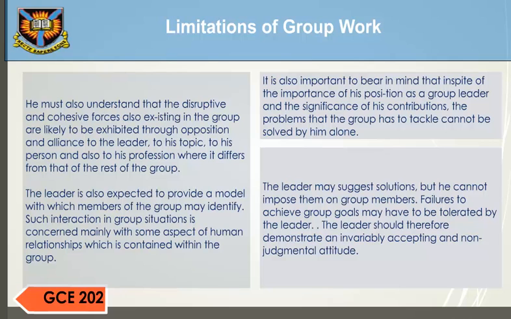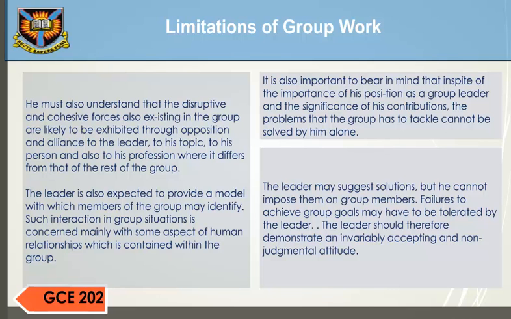He must also understand that the disruptive and cohesive forces also existing in the group are likely to be exhibited through opposition and alliance to the leader, to his topic, to his person, and also to his profession, where it differs from that of the rest of the group. The leader is also expected to provide a model with which members of the group may identify. Such interaction in group situation is concerned mainly with some aspect of human relationship, which is contained within the group.